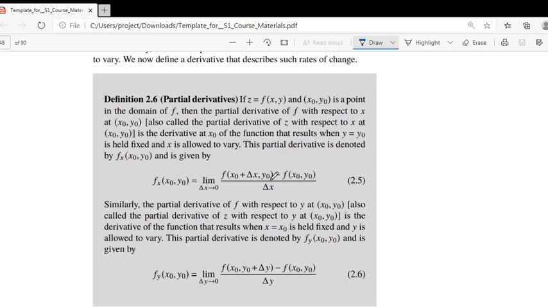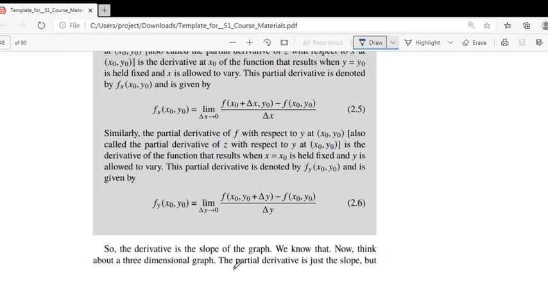with respect to x. Similarly, we can calculate the partial derivative of this function with respect to y at (x0, y0) by changing the variable y. Here we fix x as constant while taking the partial derivative with respect to y. This partial derivative is denoted by fy of (x0, y0) and is given by this formula. Equation 2 represents the partial derivative at the point (x0, y0) with respect to y.